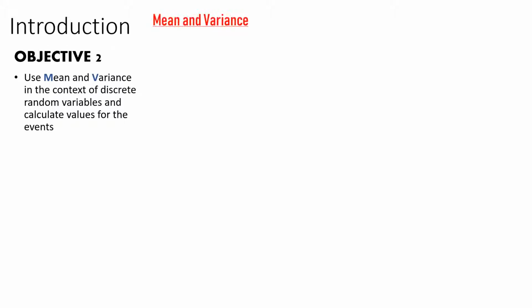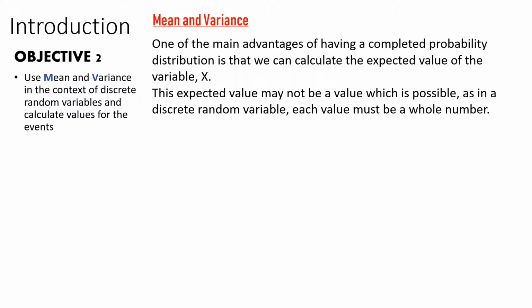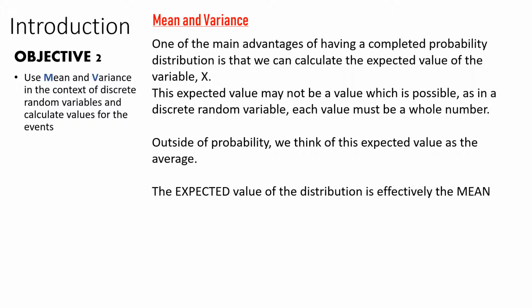Okay, so that's the first objective done, and this time we're going to look at mean and variance. One of the main advantages of having a completed distribution function is we can calculate the expected value of the variable x. The expected value may not be a value which is actually possible, much the same way as we worked out the number of sit-ups that everybody could do in the class. We might get a decimal value because to work out the mean we would add them all together and divide by how many there are. That links quite well with the idea that expected value is just a statistical way of saying the average or the mean. So the expected value of the distribution is effectively the mean, and we work it out exactly the same way as we work out the mean from a table.